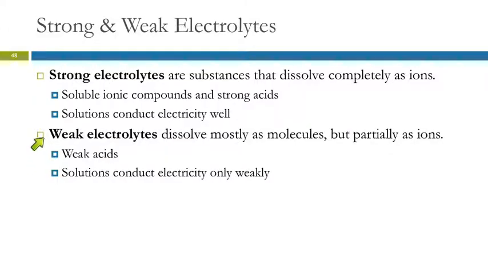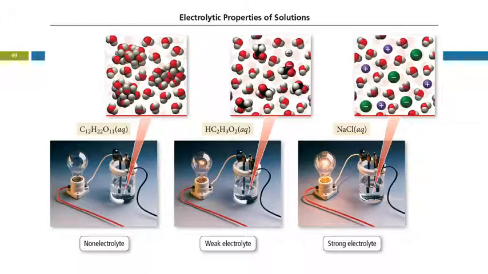In a weak electrolyte, you have mostly molecules, but a few ions. And so this would be the weak acids. More pictures. So here we have a sugar solution. Put sugar in the beaker, the light bulb doesn't go on at all.